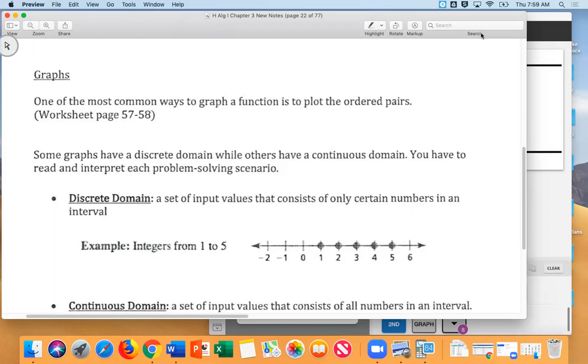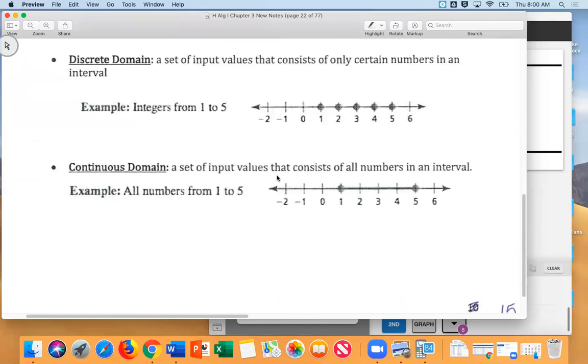Okay. So discrete domains are a set of input values that consist only of certain numbers in an interval. All right. For example, they just gave you a number line, and it's like 1, 2, 3, 4, 5. Kind of think of like if we as a class are going somewhere, right? I would need to get certain vans. I couldn't get like half a van. So it's either I have one van or I have two vans. I can't have like 1.5 vans. And continuous is a smooth line. Okay, see how it encompasses every number?